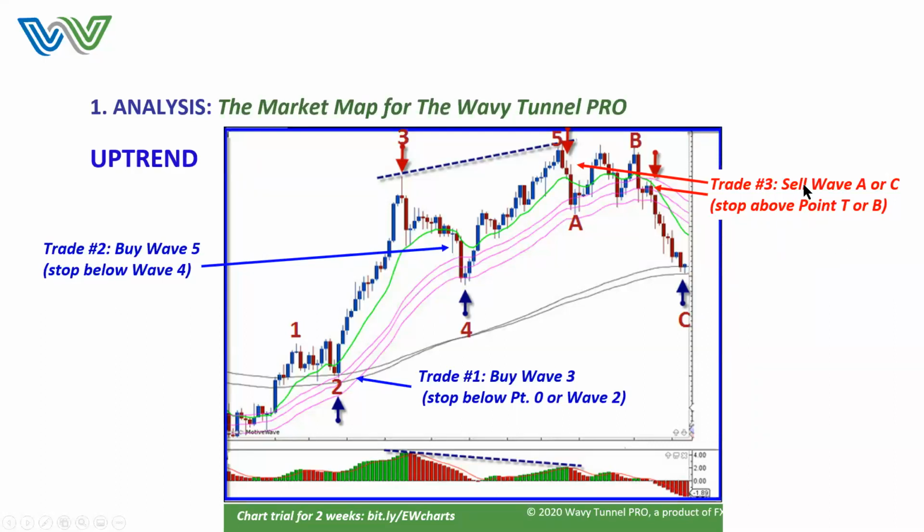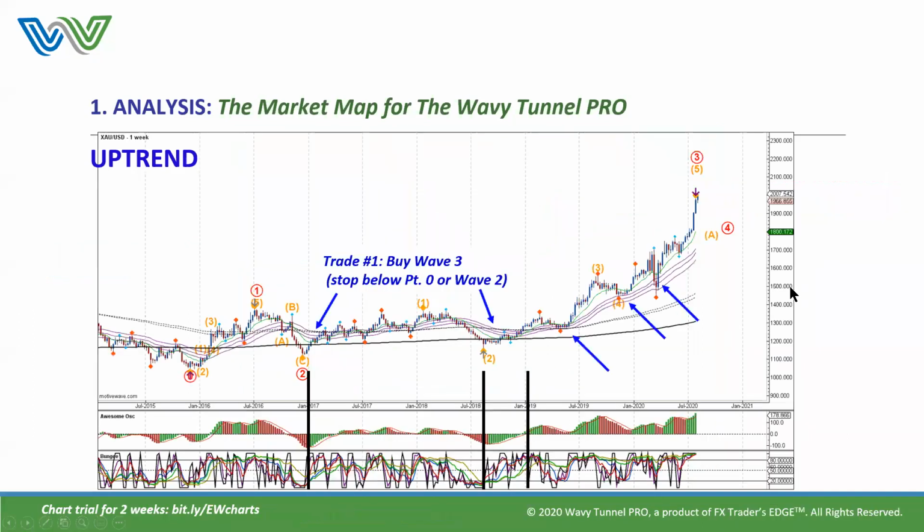Trade number 3 is to, once you've determined that it is the end of the trend, sell the wave A or sell for the wave 3. But let's delve in deeper. So here is just, this is an example. This is the weekly gold chart.